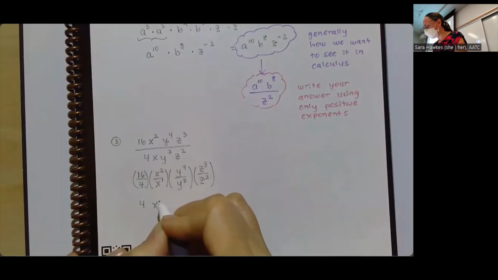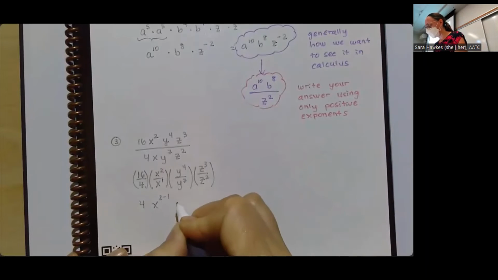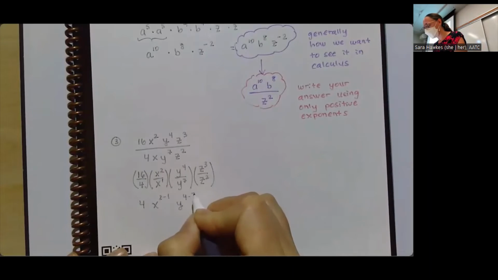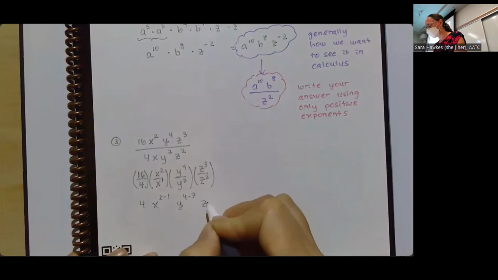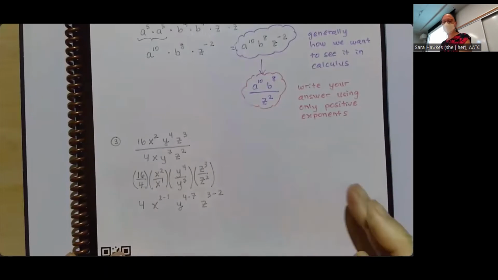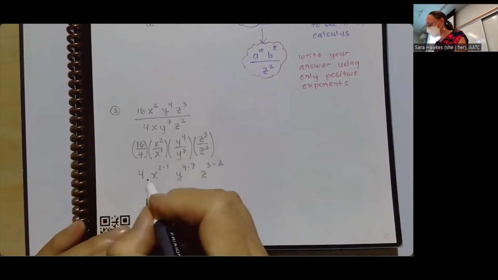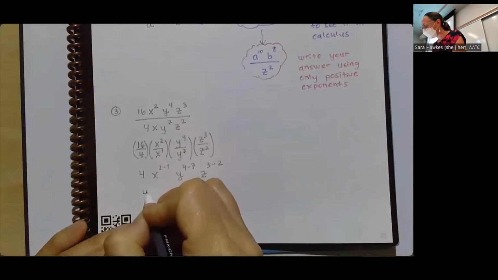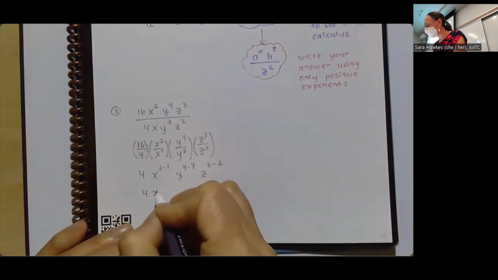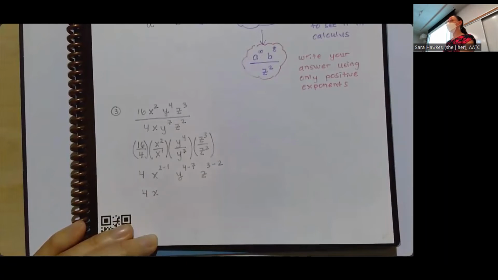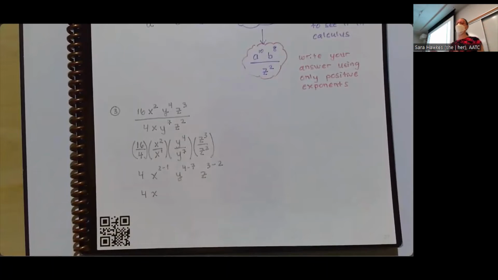So this is going to look like x to the 2 minus 1, y to the 4 minus 7, and z to the 3 minus 2. So my final answer here, 2 minus 1 is going to leave me an x to the 1. You're welcome to write the 1 if it helps you. Again, just be careful about your handwriting and that 1 not turning into something else if you're going to put it on there.